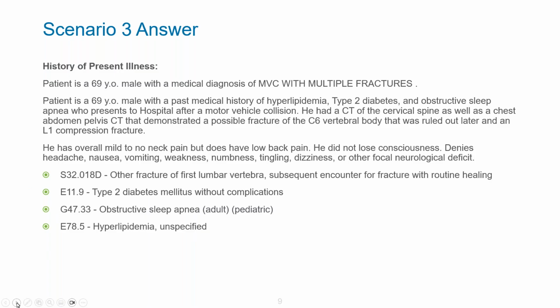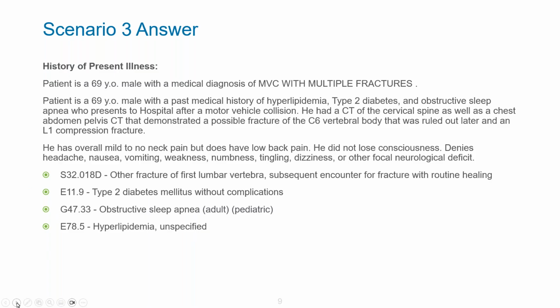S32.018D, because he's coming to home care, it's routine aftercare at this point, other fracture of the first lumbar vertebrae, subsequent encounter for fracture with routine healing. Why did we not code the C6 vertebral body fracture? Was it because that was that possible there?